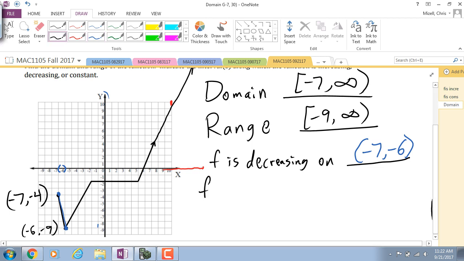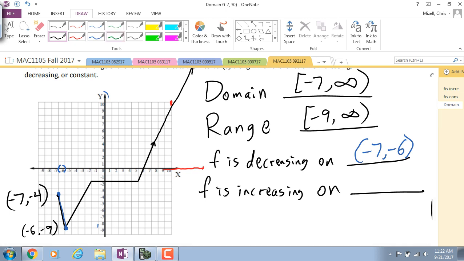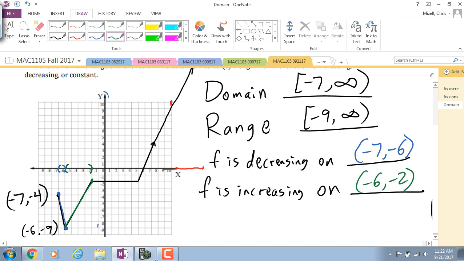F is increasing, if we look at where this is happening. The graph is rising along that line segment. What's the portion of the x-axis where that's happening? Here we go. When x gets to -6, it starts increasing. When x gets to -2, it stops increasing. So -6 to -2. So it gets beyond -2, it's not increasing anymore.